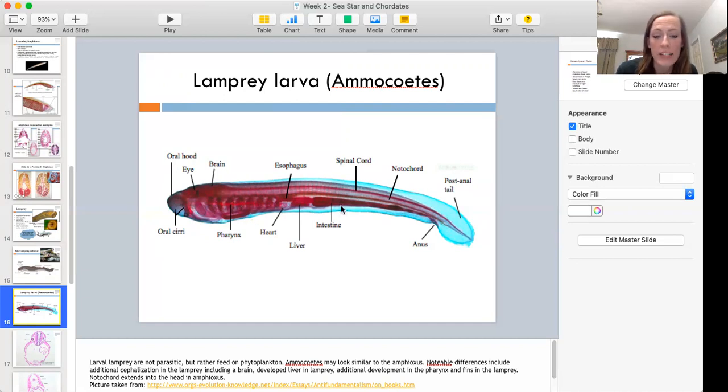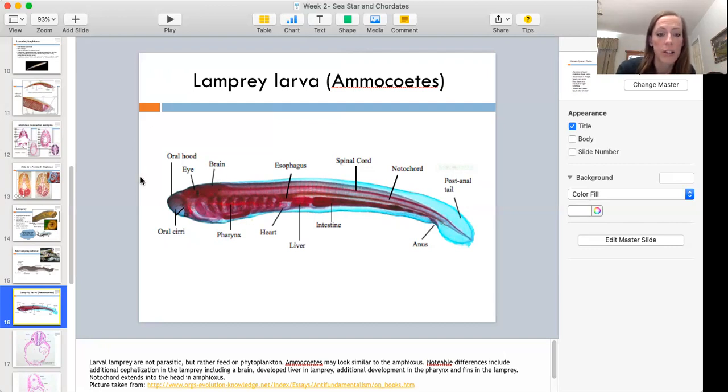You've also got some differences in the brain region as well. You've got a little bit more enlargement and a difference in the extension of the notochord, right? The notochord is present in the ammocoetes, but it ends before the brain, right? That was a big distinguishing factor that we had talked about for the Amphioxus.